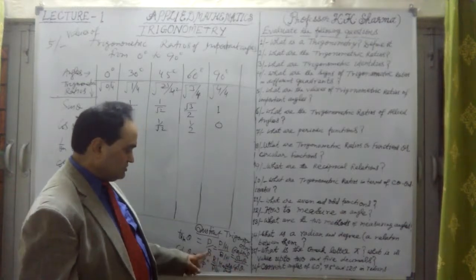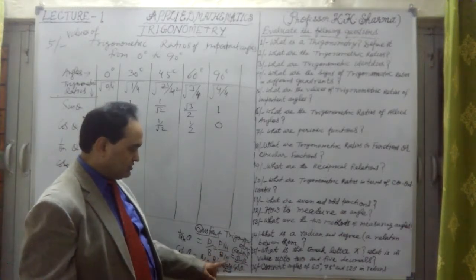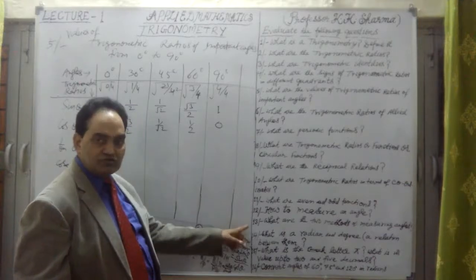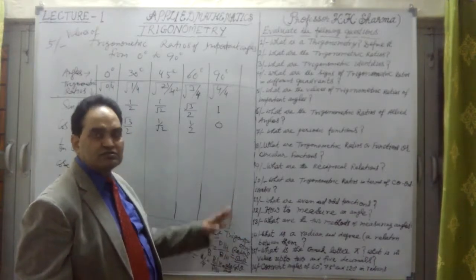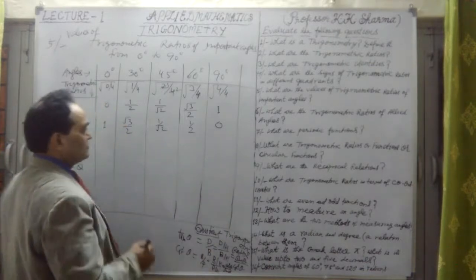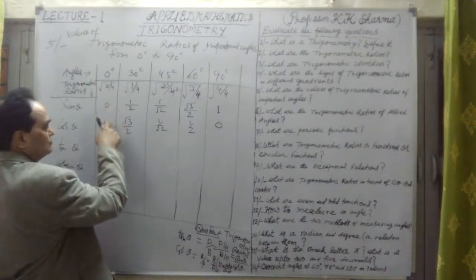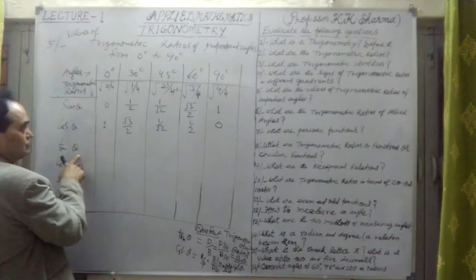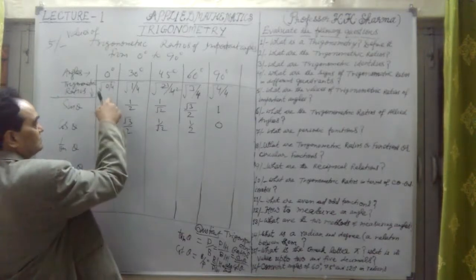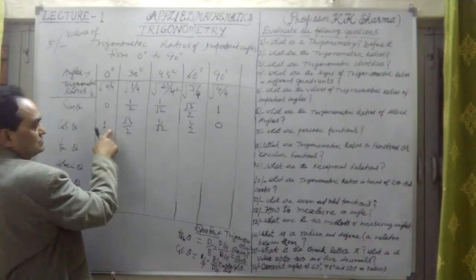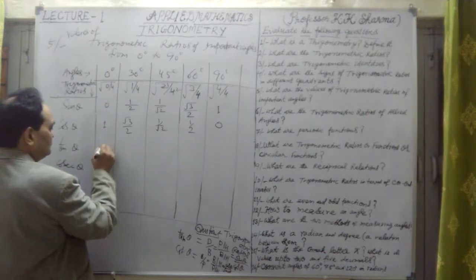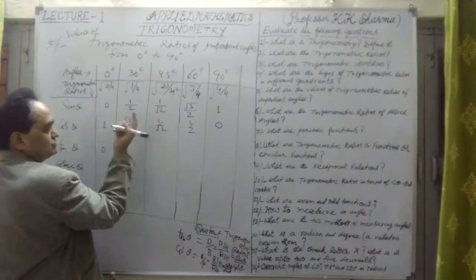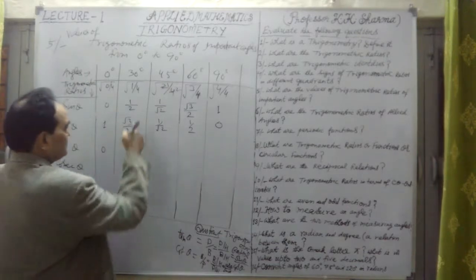If p upon b, or p upon h upon b upon h, where b upon h is cos theta, this is sin theta upon cos theta. If we calculate, we divide sin upon cos. So tan 0 degree can be calculated as sin 0 degree upon cos 0 degree, which is 0 upon 1, which is 0. 0 divided by something is 0.